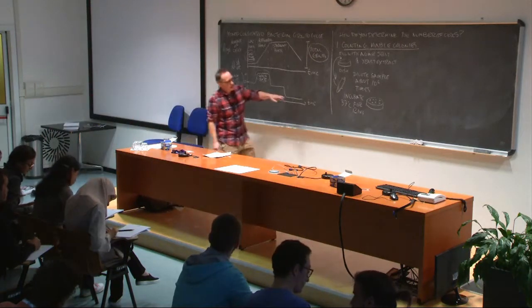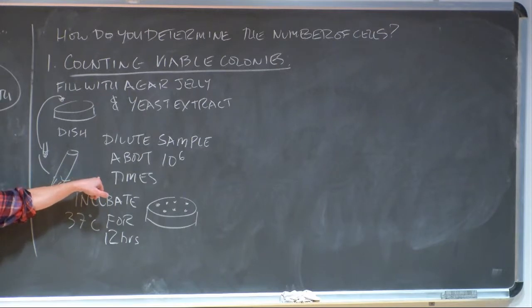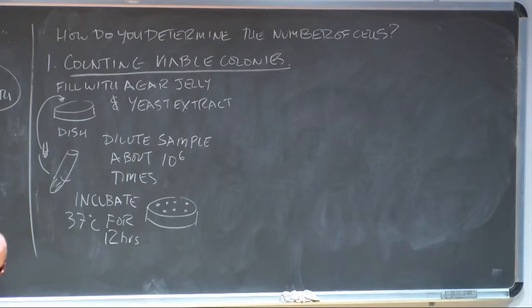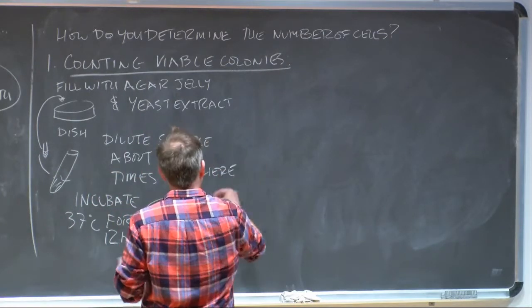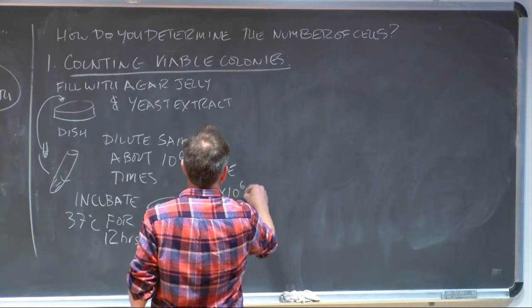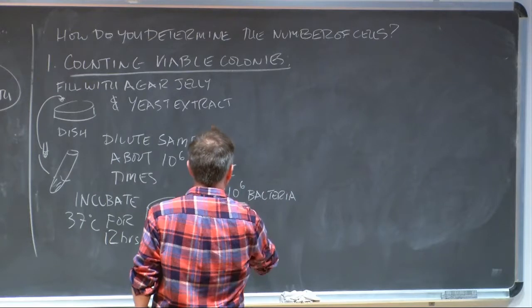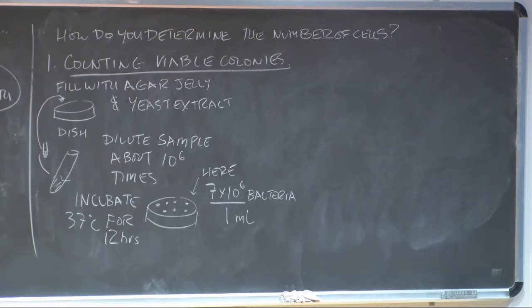And so in this case, what do I have here? 1, 2, 3, 4, 5, 6, 7. I can conclude that if, say, I diluted 10 to the 6 times, that I have something like 7 times 10 to the 6 bacteria per milliliter or something like that, depending on what my dilution was. So here, we have 7 times 10 to the 6 bacteria per 1 milliliter, for example, depending on how much I took in my original sample. Is that okay, Matteo? So that's way number one.